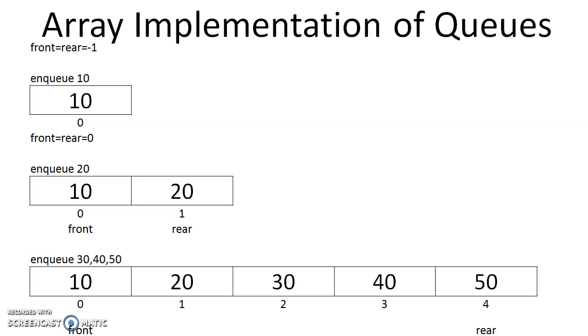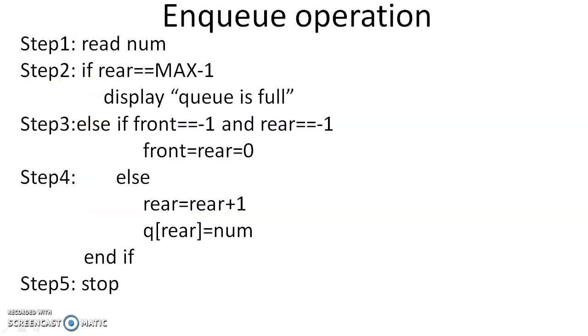And the last one is, when the queue is full, what are the activities that we are doing. We'll see that in the algorithm. So I want to read an element to insert. Whenever the rear is at maximum minus 1, that means the maximum number of elements have already been inserted into the queue. You can't insert more elements. That's why you display "queue is full".